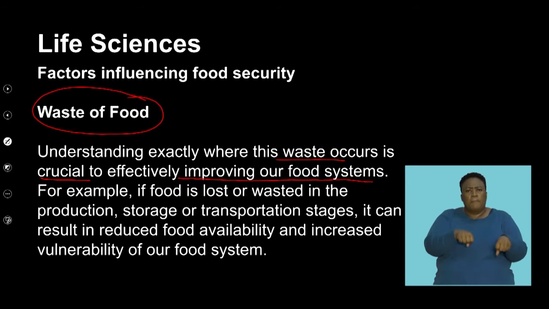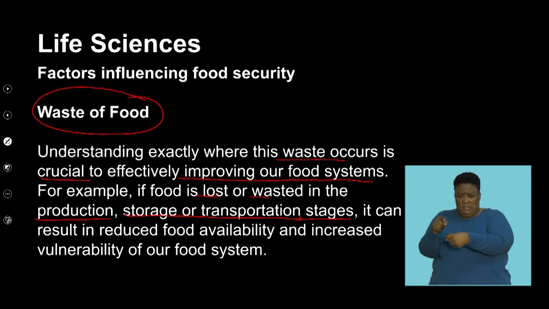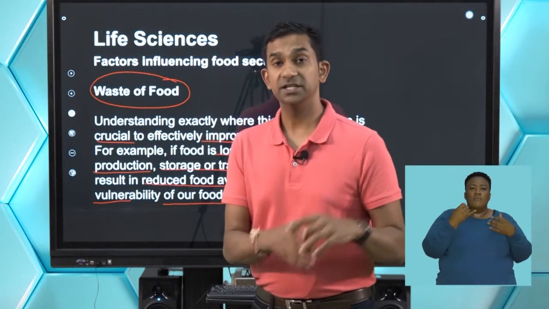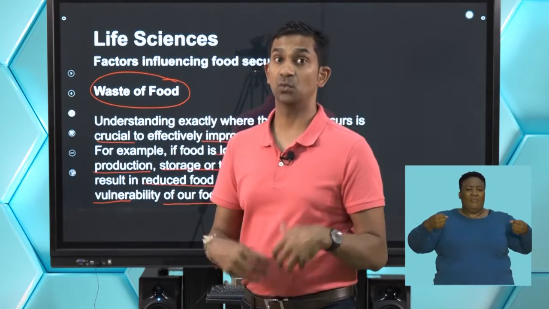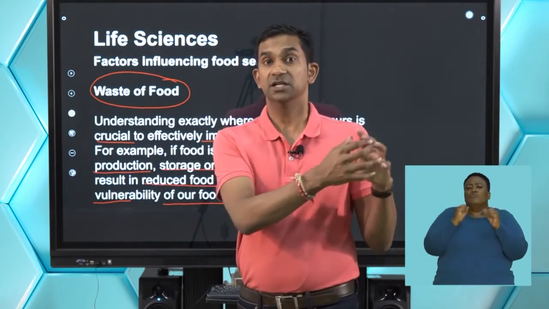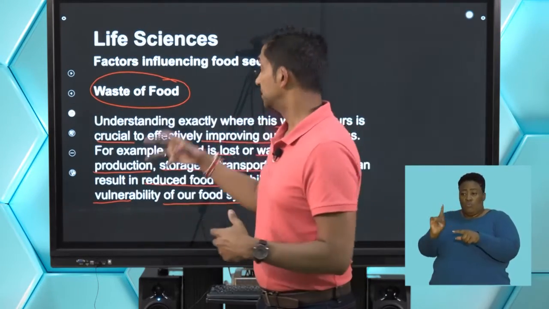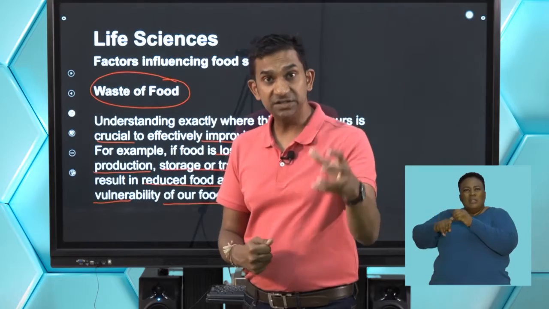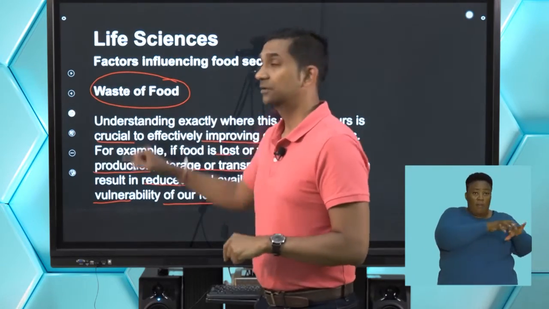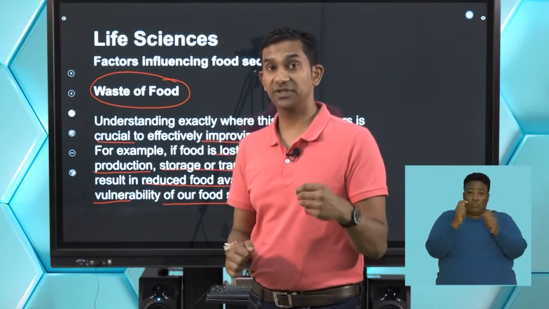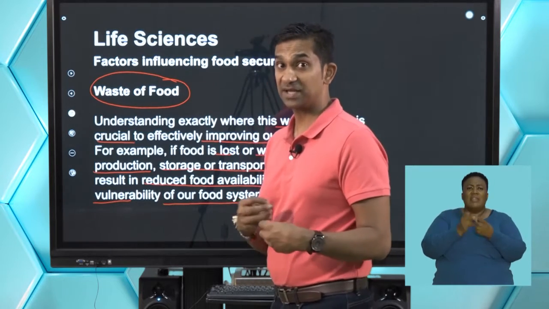For an example, food is lost or wasted in the production, as I mentioned, in the storage and the transportation stages. It can result in reduced food availability and increased vulnerability in our food systems. So, as I mentioned, if a truck is transporting food and that truck is not well refrigerated, it means that the fresh produce that comes to the consumer has undergone some kind of wastage, or the quality of that food has decreased. So again, farmers need to consider the transportation of that food to the consumer. And all of these impact on the wastage of food.